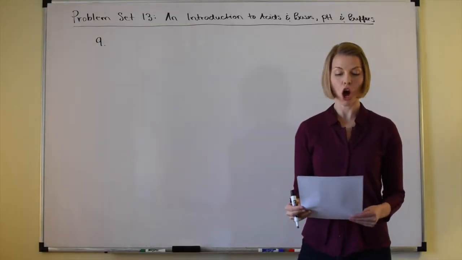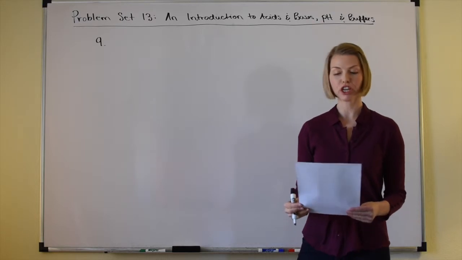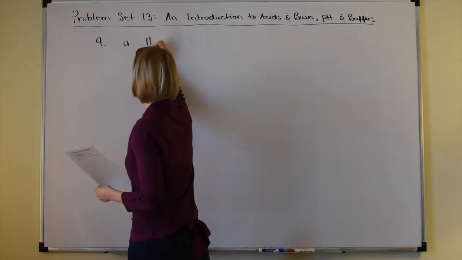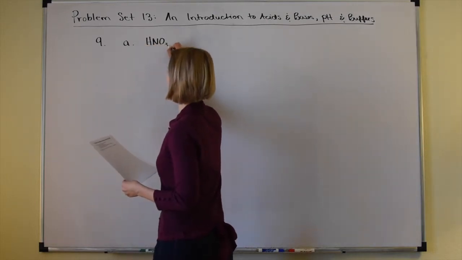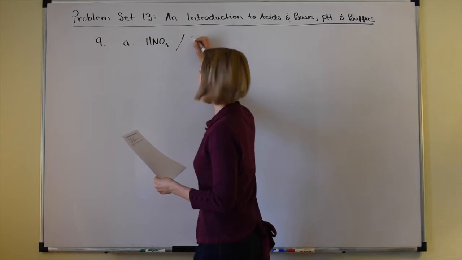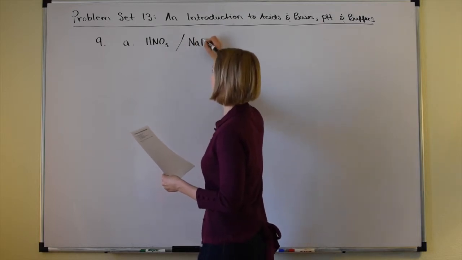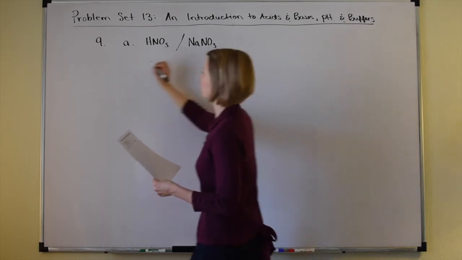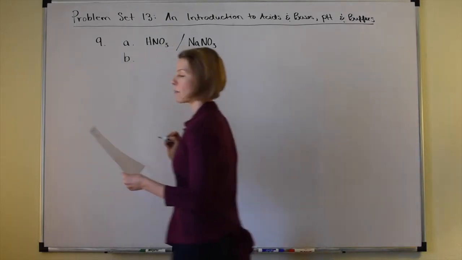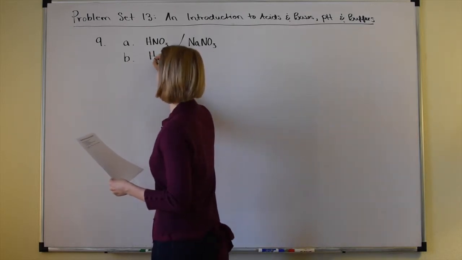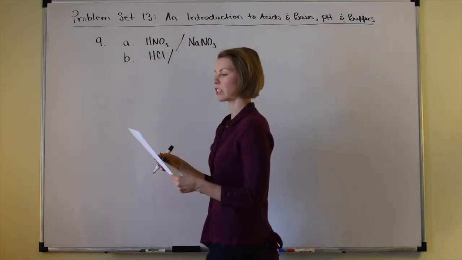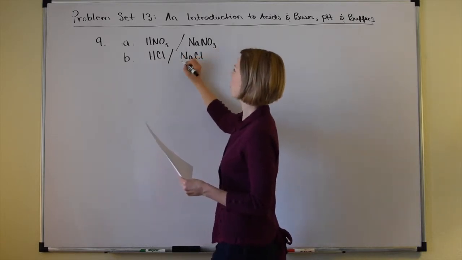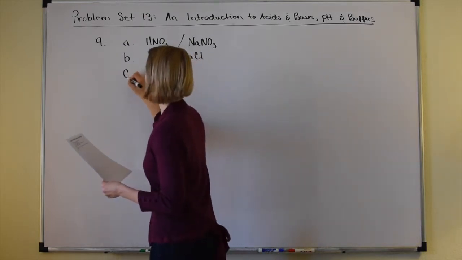Okay, number 9. Which of the following could be used to make a buffer? We've got A, nitric acid. I'm going to go ahead and write the formula here, HNO3, and sodium nitrate. So sodium is 1 plus, nitrate is 1 minus, so I'm going to write a 1-to-1 ratio there. B, hydrochloric acid, HCl, and sodium chloride, NaCl, again, 1-to-1 ratio for the 1 plus and the 1 minus charge.